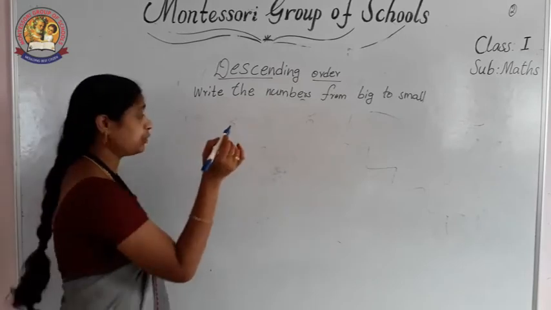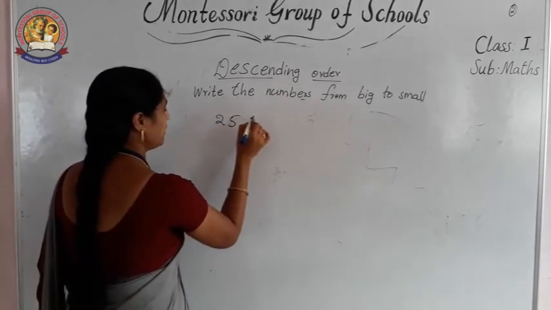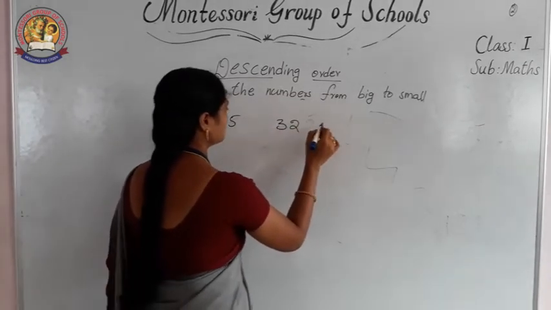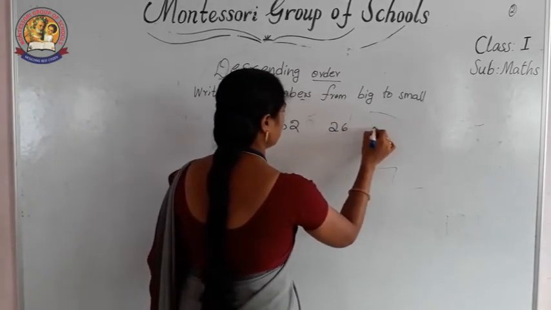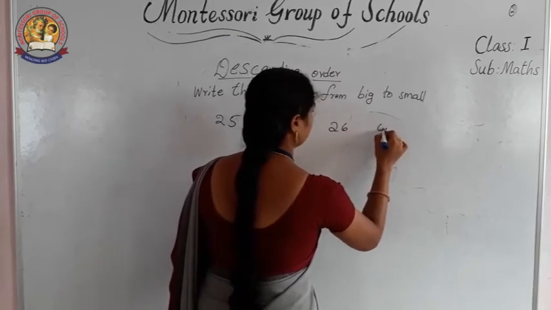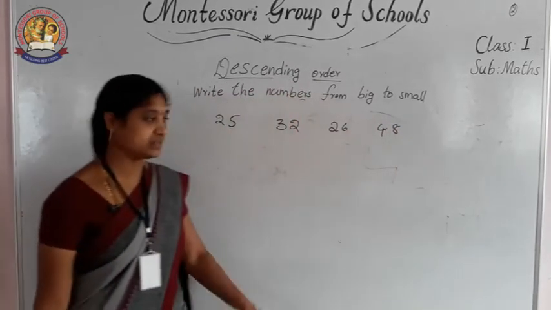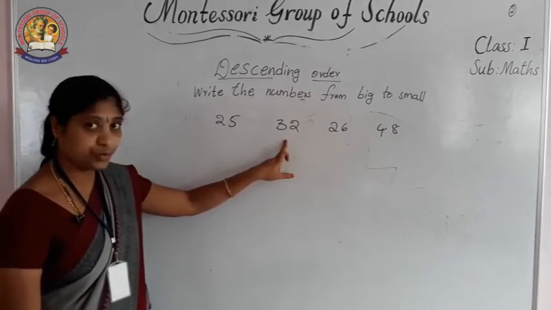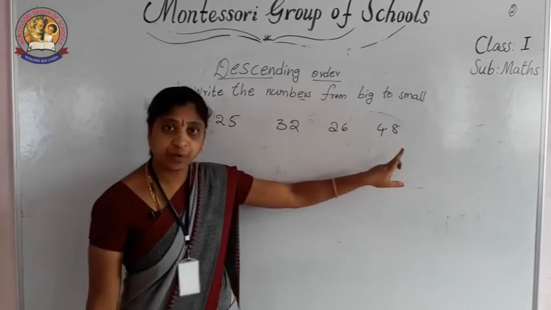Now I am taking in 2-digit numbers. 25, 32, 26, 48. Okay, once again see here. What are these numbers? 25, 32, 26, 48.